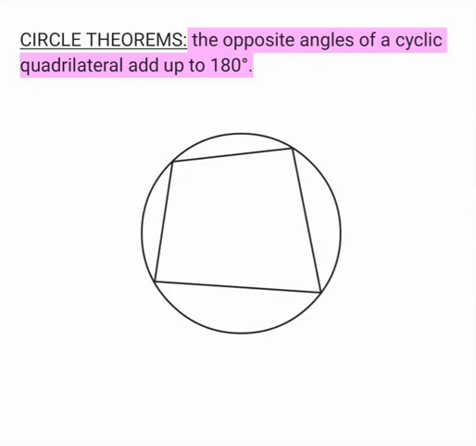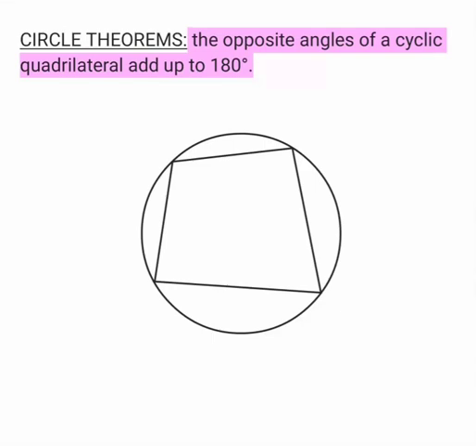Hello, this is a math affair, and today we're going to key in to one of our circle theorems. The title of this theorem is the opposite angles of a cyclic quadrilateral add up to 180. The opposite angles of a cyclic quadrilateral are supplementary, which means the same thing as add up to 180.